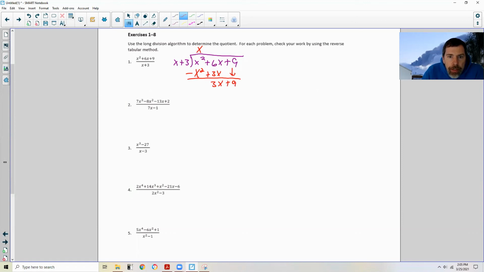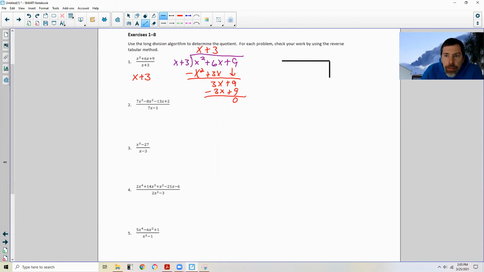For 3x, I need a 3, so it's plus 3. 3 times x is 3x. 3 times 3 is 9. Subtract, and I get no remainder. So the answer is x plus 3. Now it says to use reverse tabular method to check.